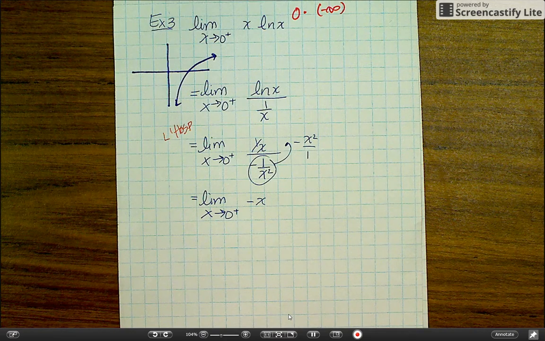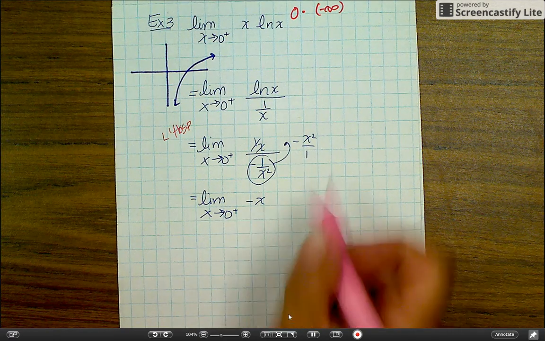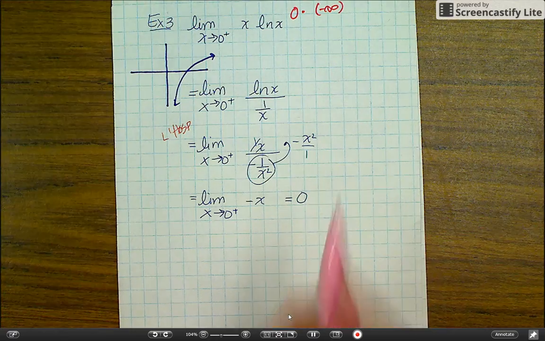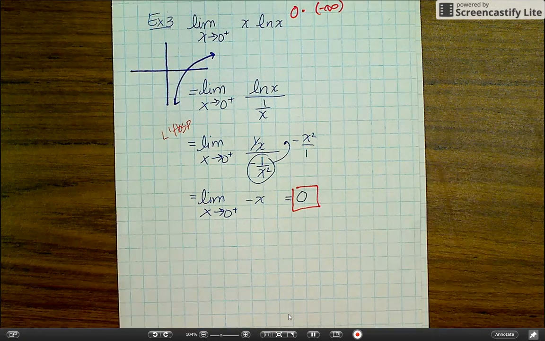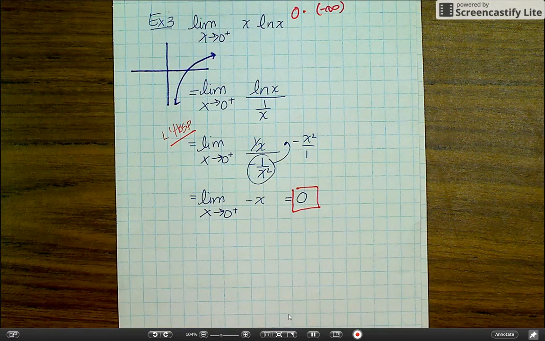And so when I have it simplified, if we put 0 in, that is going to be 0. And so that is the answer to our limit problem. And we applied L'Hopital's rule just once.